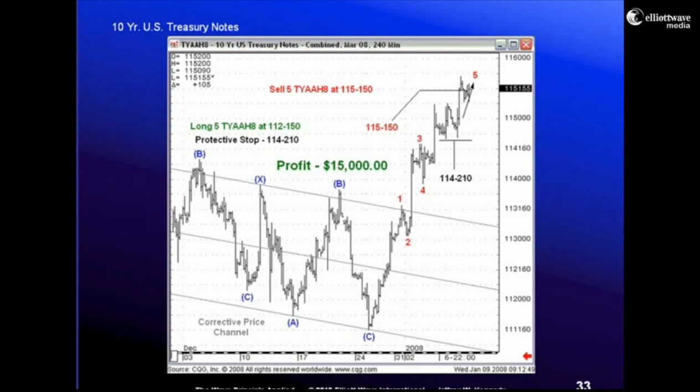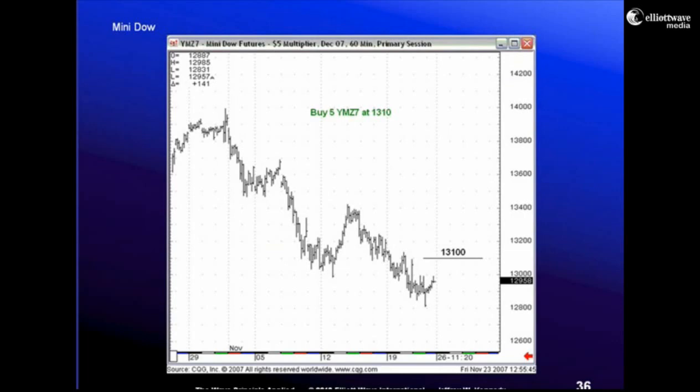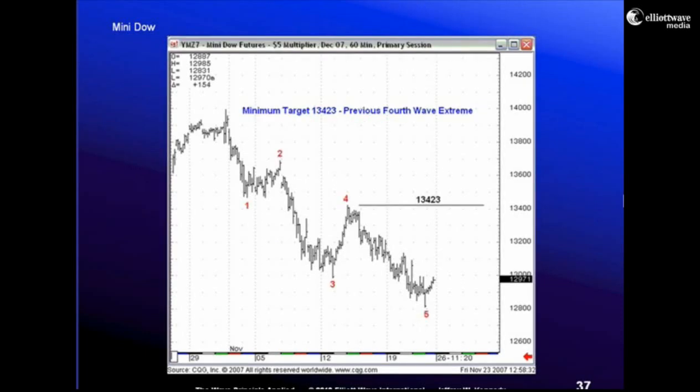Let's take a look at another example. Where do I always begin? Do you see a pattern you recognize? Well, I see a pattern I recognize, so this is what I'm going to do. I'm going to buy 5. This is the mini Dow. I'm going to buy 5 contracts on a break of 1310. Notice here's my wave count. Notice that I'm not immediately jumping into the market. I want the market to prove itself before I do anything.